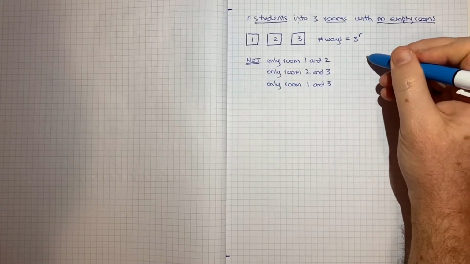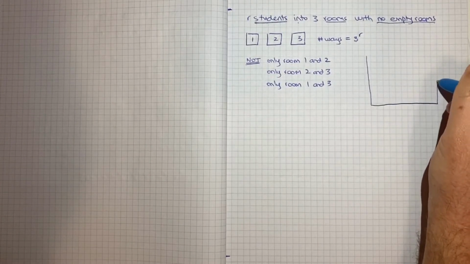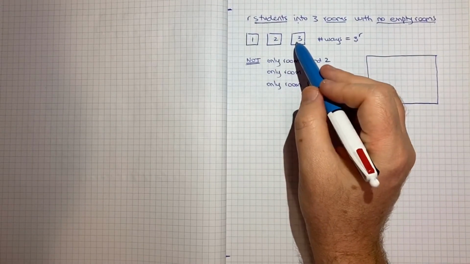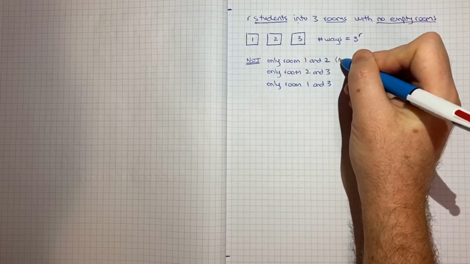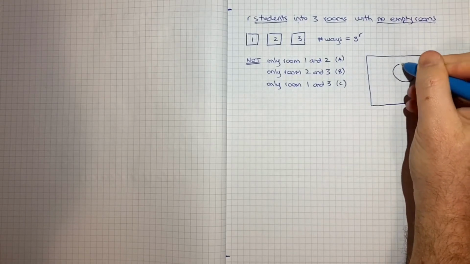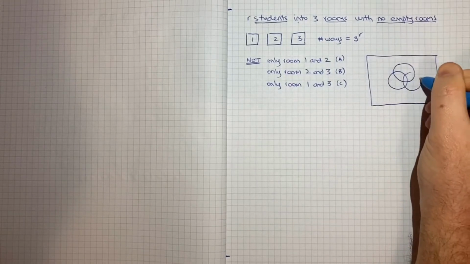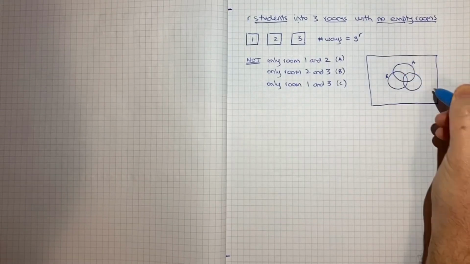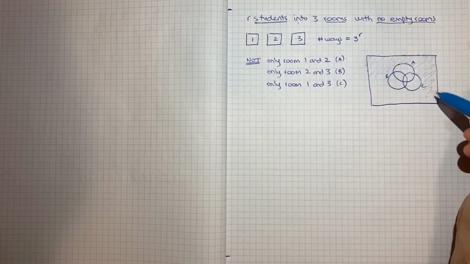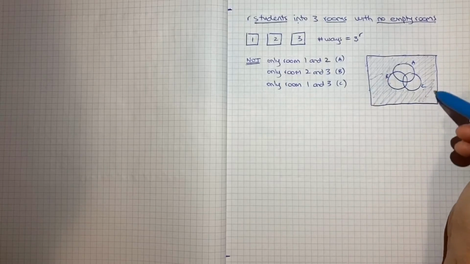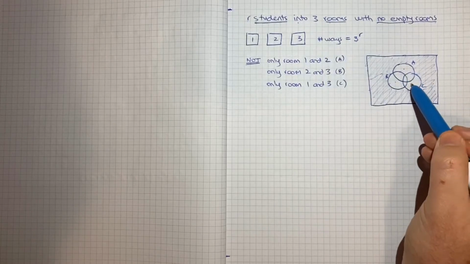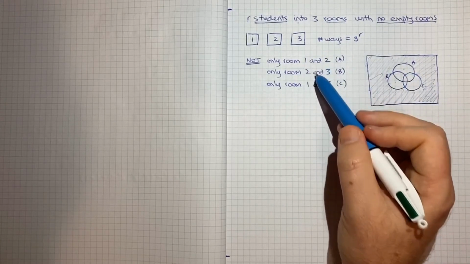Now, if I draw up a Venn diagram, it might help to visualize what that looks like. If this box represents the total number of ways with no constraint, and if I just label these different options A, B, and C, so I could draw those circles A, B, and C, we essentially want what I'm shading here, which is the number of ways to fill the R students into the 3 rooms without doing A, B, or C, without dropping off a room.